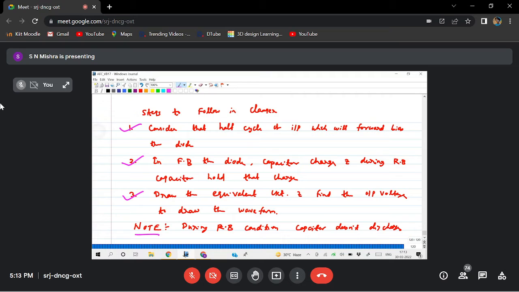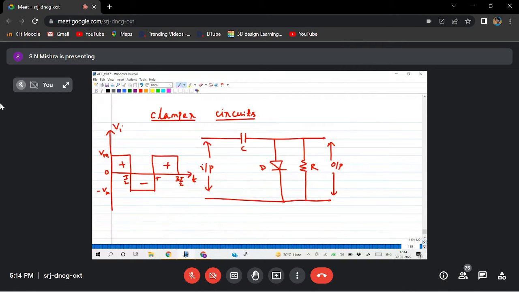So what is the first step? First you need to find in which half cycle the diode is on. During the on condition the capacitor will charge fully; then in the opposite condition when the diode is off, you assume that the capacitor does not discharge, it will hold that voltage. And in each condition we have to draw the equivalent circuit and find the output voltage. Let me solve one question, then it will be easily understood by you.